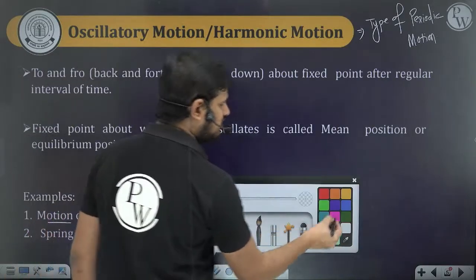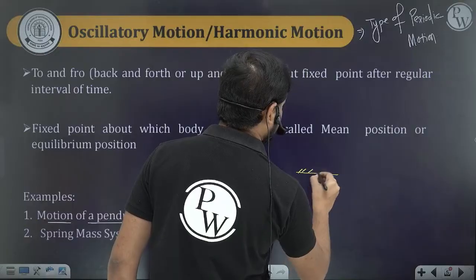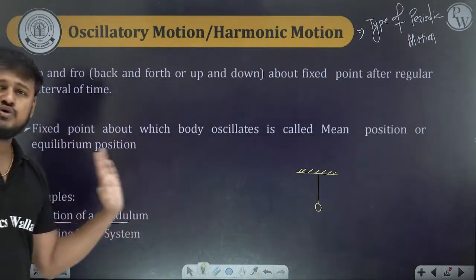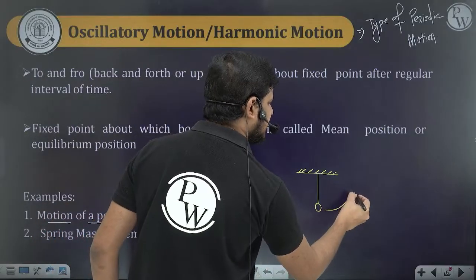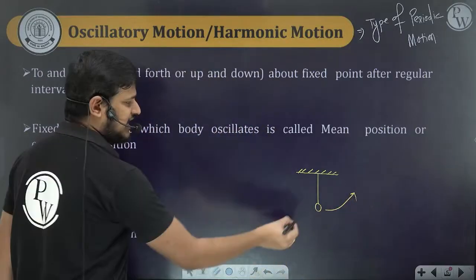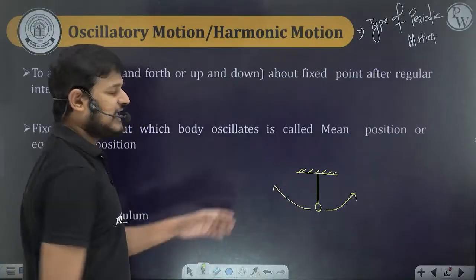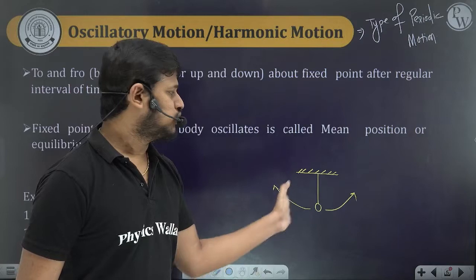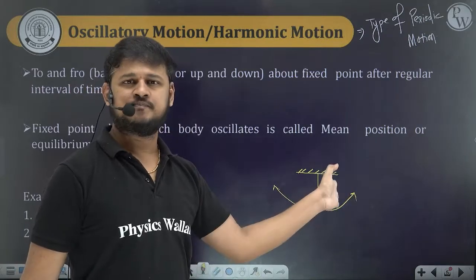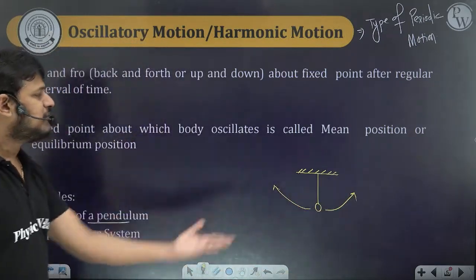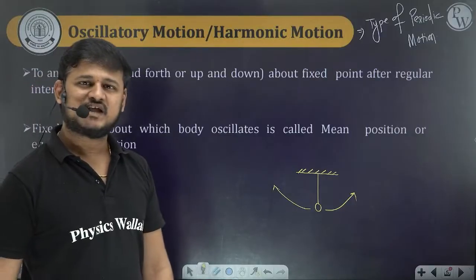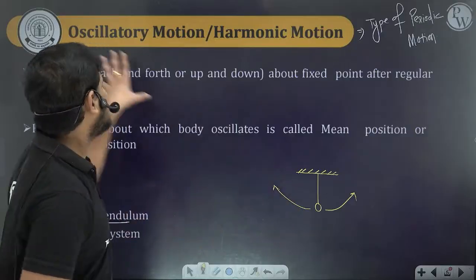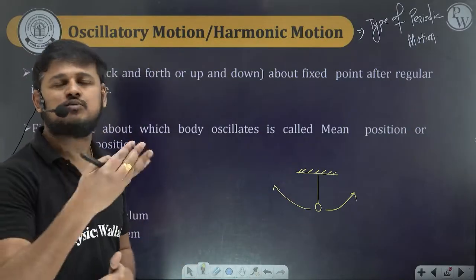If you consider the pendulum here, it makes the to and fro motion. It moves to the extreme position, again comes to the mean position, again moves to the extreme position, again mean, extreme, mean. So to and fro motion, right? Understood? So this is harmonic motion or oscillatory motion. What is simple harmonic? We'll discuss.